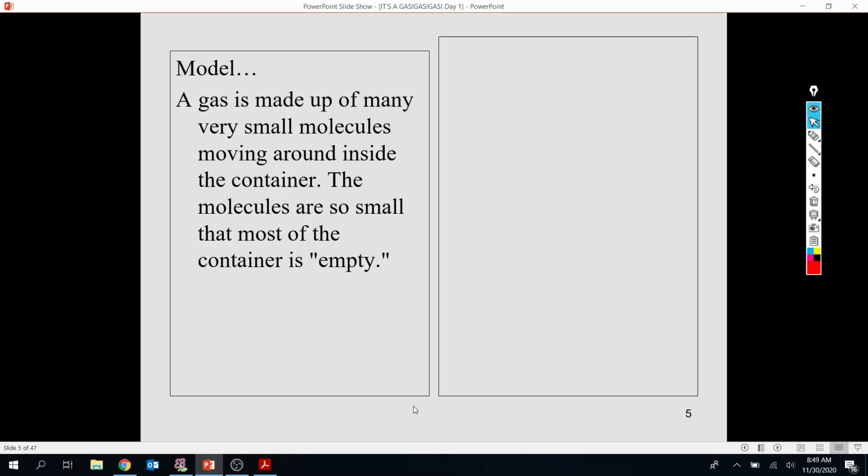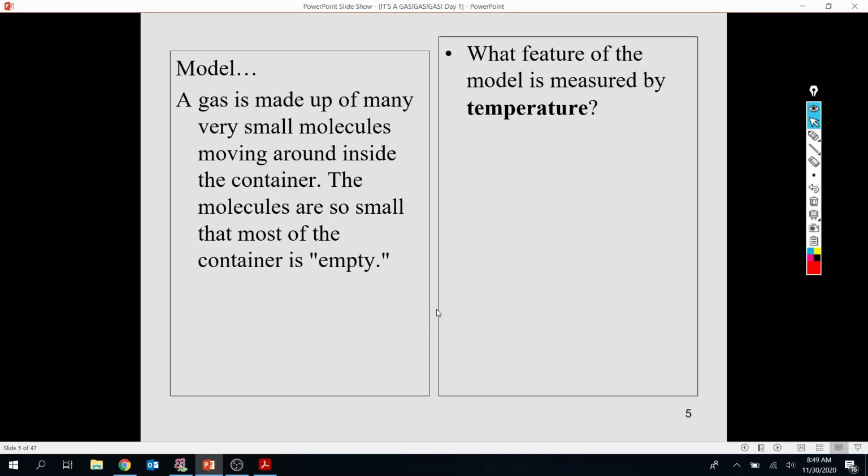So a gas is made up of many very small molecules moving around inside a container, and the molecules are so small that most of the container is empty. Hopefully we're just remembering things we've already talked about. What feature of the model is measured by temperature? So we've just talked about this. What part of the model would relate to temperature? And hopefully you're remembering that that is the energy of the model, and specifically the kinetic energy.